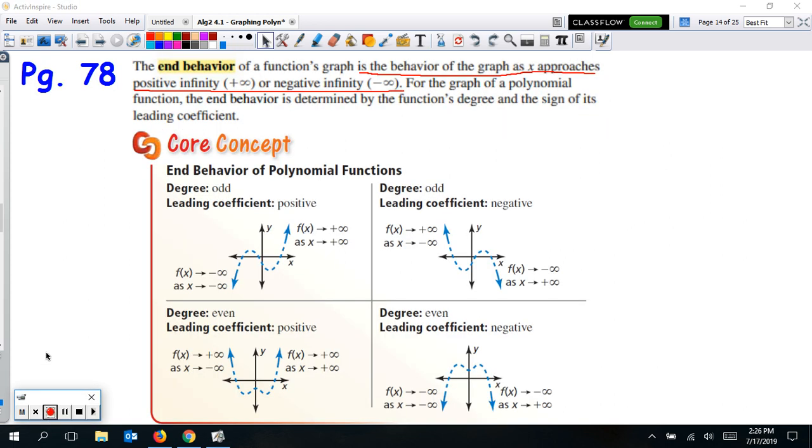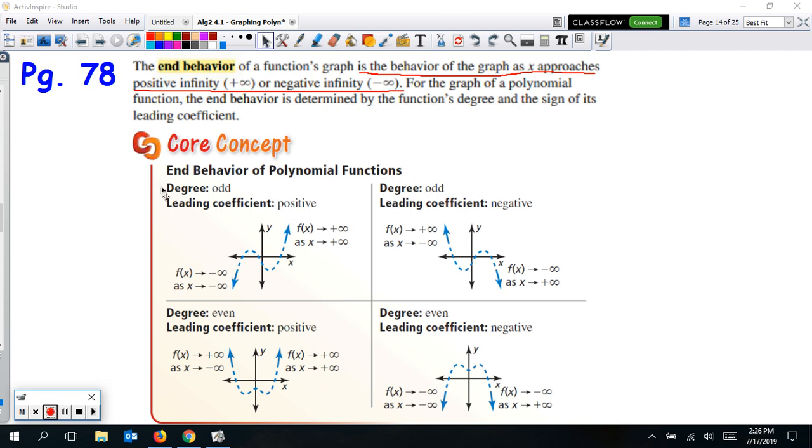Okay, so back on page 78 in the vocabulary, end behavior is what we need to talk about right now. And this is what you can write down for end behavior: it is the behavior of the graph as x approaches positive infinity or negative infinity. So it's the behavior of the graph. If we look at this core concept, our graph here is in blue. What's the behavior of the graph as x approaches positive infinity and as x approaches negative infinity? So that's what we can see here. There are 4 different kinds going on here, so we need to keep these all straight and understand them.